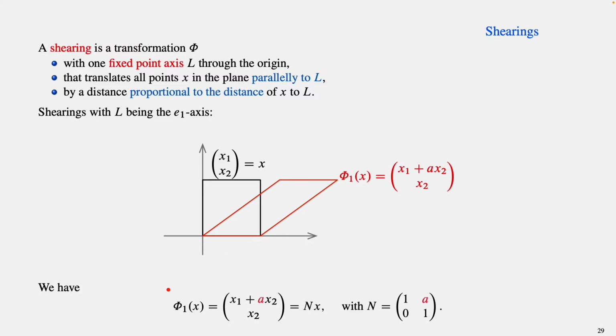And we can write this in matrix form. So if phi 1 denotes the shearing parallel to the E1 axis, then what happens is we have x1, x2 being mapped to x1 plus a times x2, and x2 is being fixed. And this is a matrix vector multiplication where the matrix, which I call N, in this case is just given by this simple form. So we have 1, 0, a, 1 as our matrix entries.